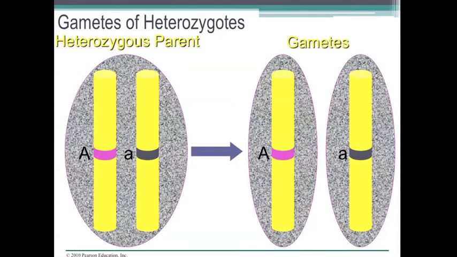Now it depends on, in humans, only one sperm can get in to one egg. So only one of those is going to interact with another gamete from the other parent. So this heterozygous parent produces two gametes. Half are uppercase A and half are lowercase a.